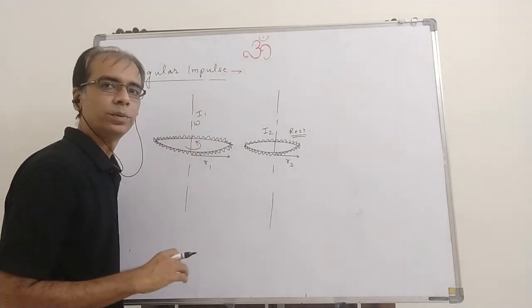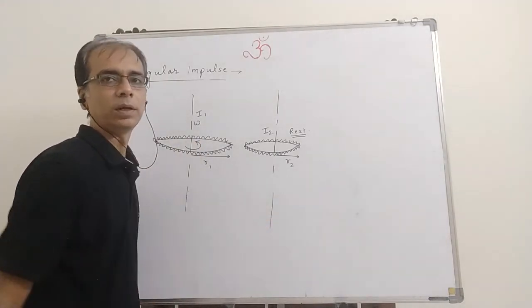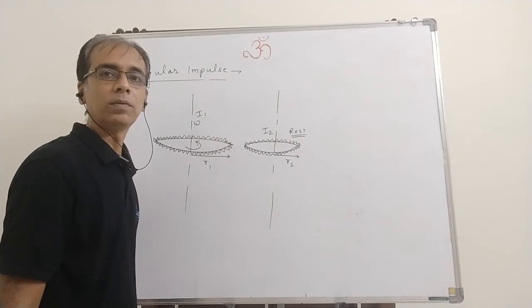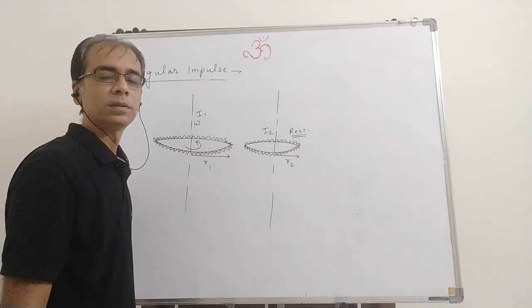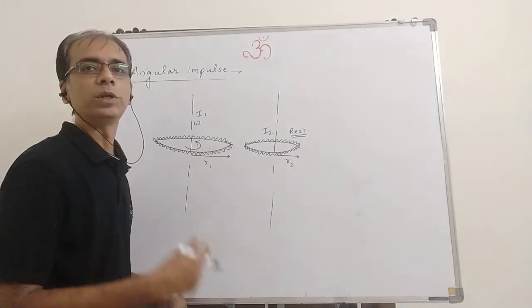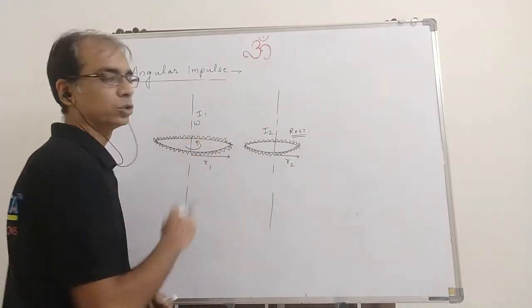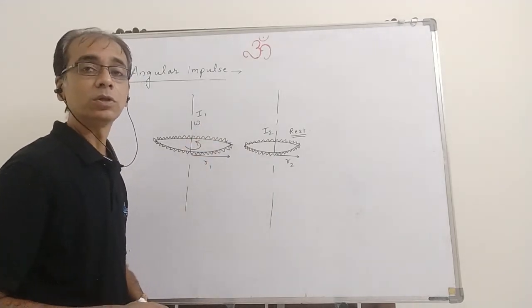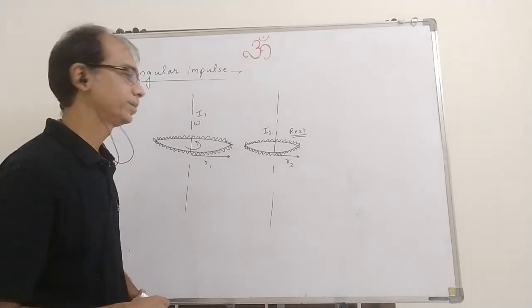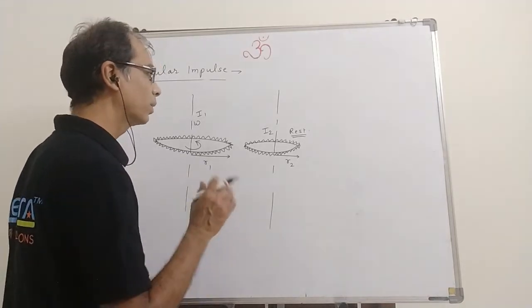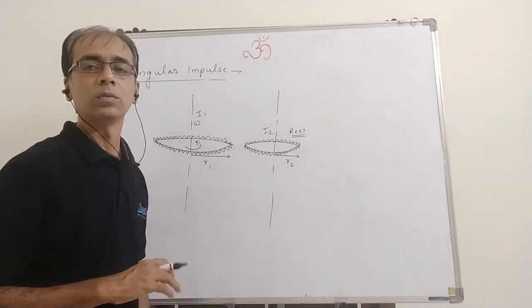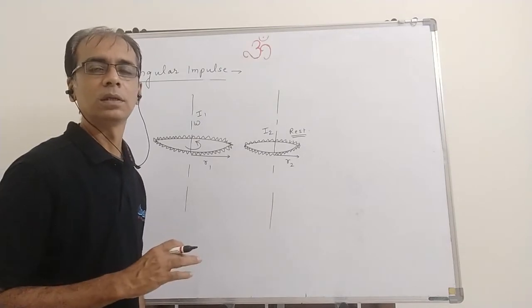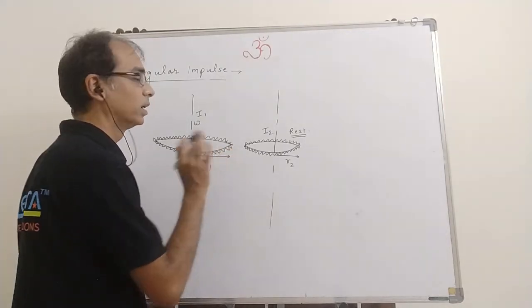Now what are we going to do? We are going to bring them in contact. When you bring them in contact, what happens? Finally, they will start moving together. This one will also get the motion. Is that okay? The question is, find the final angular velocity for both.